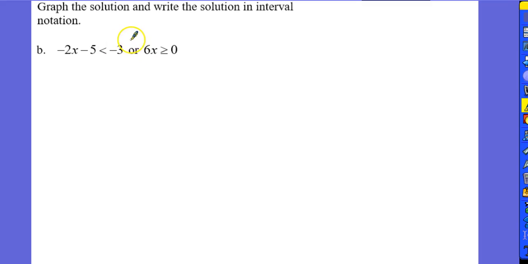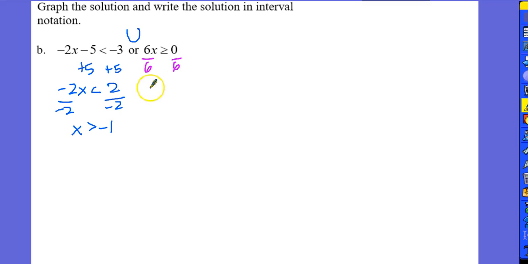Again we have an or, so we're talking about a union. It's only good for one or the other, or maybe it's good for both. We'll find out. So we'll start here by adding 5 to both sides. So negative 2x is less than 2. Divide by negative 2, so we're going to reverse the inequality. x is greater than negative 1, because 2 divided by negative 2. We're going to divide the 6 off of that one, so x is greater than or equal to 0.